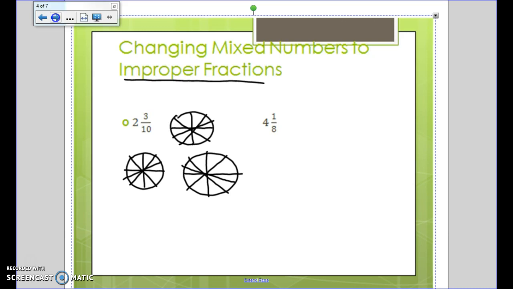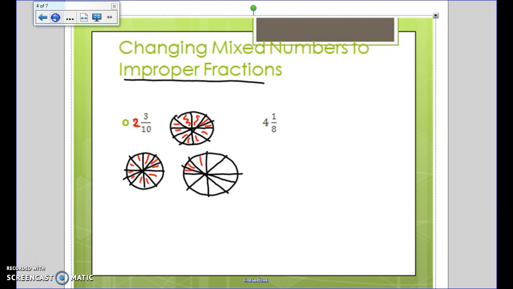Okay, there should be 10 slices to each of those diagrams there. And so what I'm going to do is fill in the first 2 all the way. Then we have 2 wholes. And then the next one, I only want 3 of the 10 pieces, 3/10 of it.